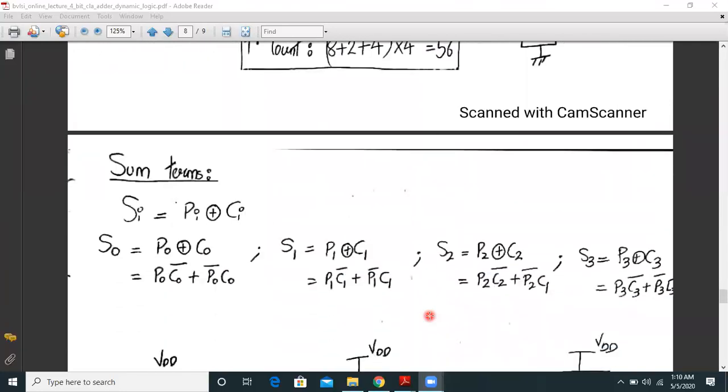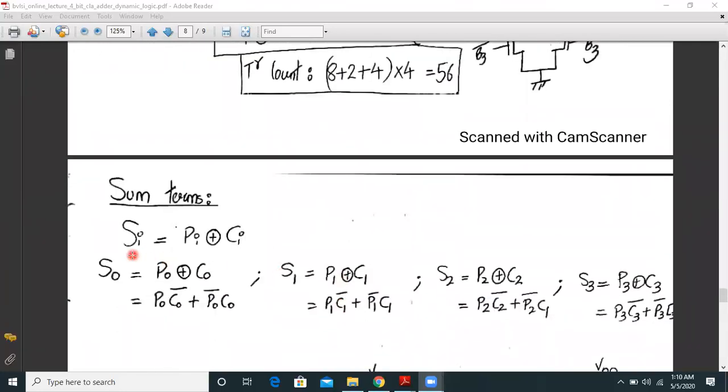Next is the sum terms. Si is equal to P0 XOR Ci. Sorry, Si is equal to Pi XOR Ci. So S0 will be equal to P0 XOR C0, which is equal to P0 into C0 bar plus P0 bar into C0. Similarly, S1 expression, S2 expression, S3 expressions can be similarly written.